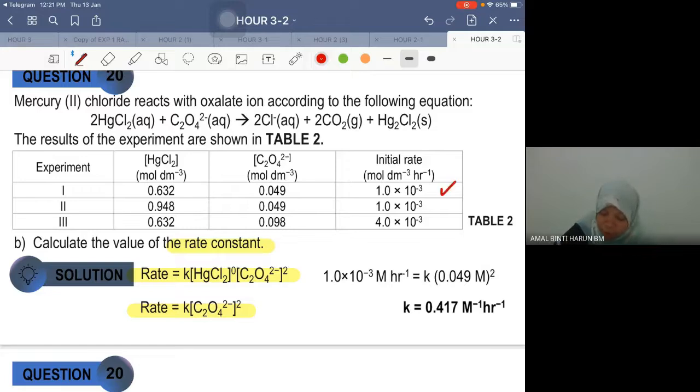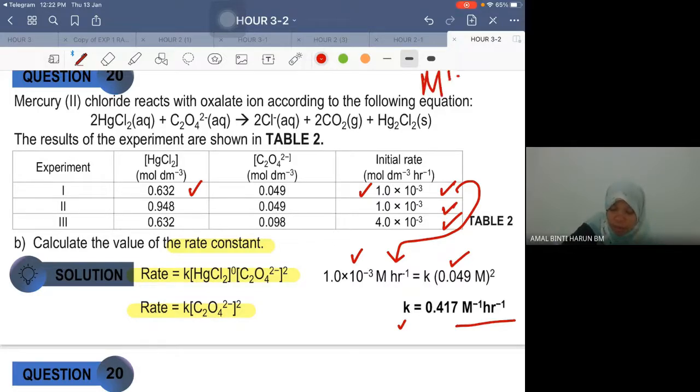Pick any of the data from any of these experiments. Okay, for example here they use the data from experiment 1. So they substitute the rate, and the concentration of mercury chloride. Okay, oxalate is no longer there because it is zero order. So finally you get K. Okay, the unit of K for second order is per molar per hour. If you don't remember, like just now, molarity to the power of minus 1, second order, per hour.